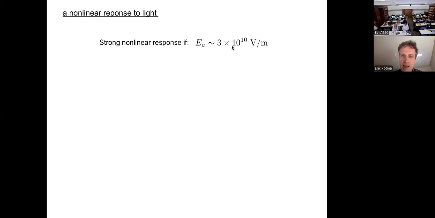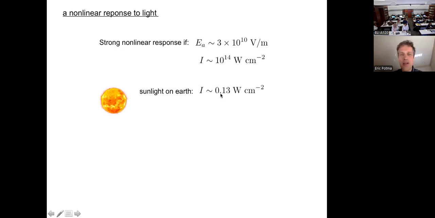So this is a good starting point to think about how strong these fields have to be. If you take that number and convert it into energies or intensities, then you get 10 to the 14 watts per centimeter square. Now that may not tell you a lot, but if you compare that to the intensity of sunlight on Earth, which is 0.13 watts per centimeter square, you see the difference. So if you want to see strong nonlinearities, you have to come in with a lot of light. Sunlight certainly cannot do it. This is the electric field, which is way smaller than the electric field here that keeps the electron bound to the atom.